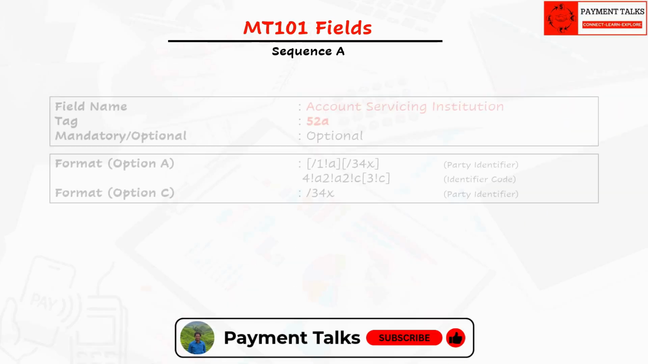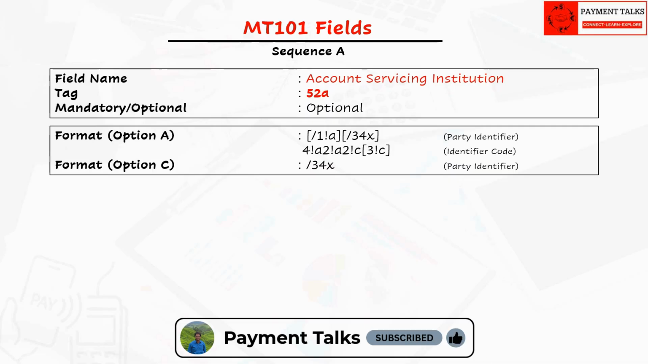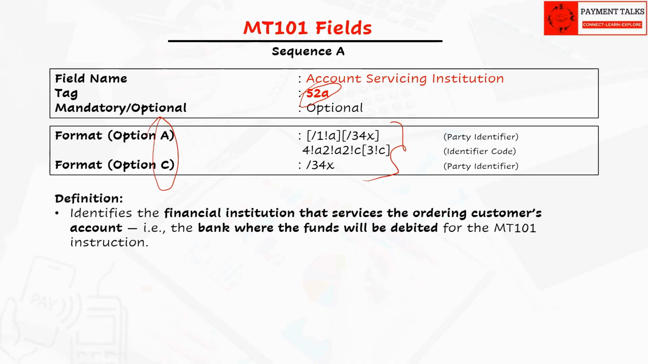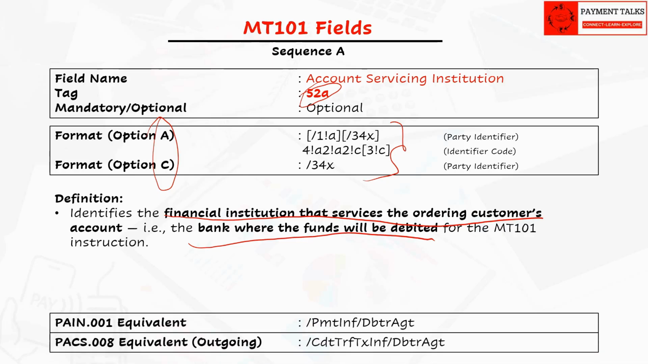The next field is account servicing institution tag 52A with the letter options A and C. This field is optional. The format options can be seen here for both A and C letter options. This field identifies the financial institution that services the ordering customer's account, that is the bank where the funds will be debited for the MT101 instruction. Can you guess the ISO field? Again, you are right. It is debtor agent. As mentioned, we shall discuss the detailed mapping later.